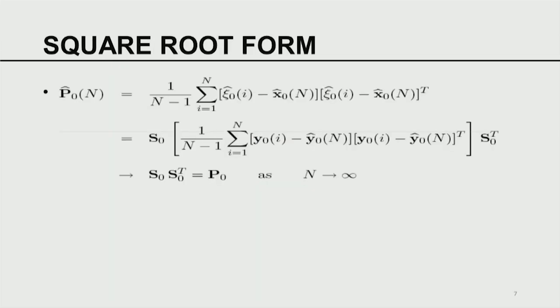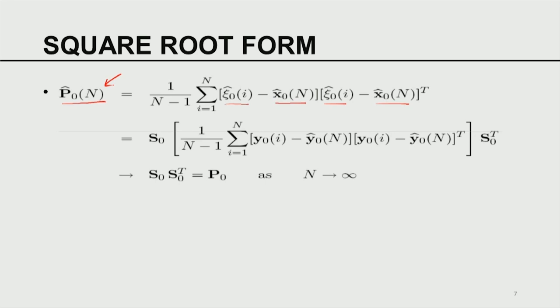So, what does this initial ensemble give you? I have an estimate of the initial ensemble covariance, that is, the analysis covariance at the initial time. You can see this is the ith ensemble member, and that is the sample mean. You take the outer product of that, sum over N, divided by N minus 1. So, this is going to be the sample estimate of the analysis covariance at time 0.